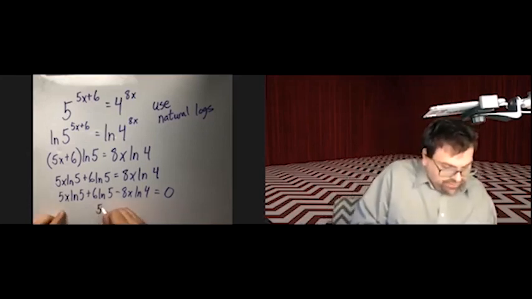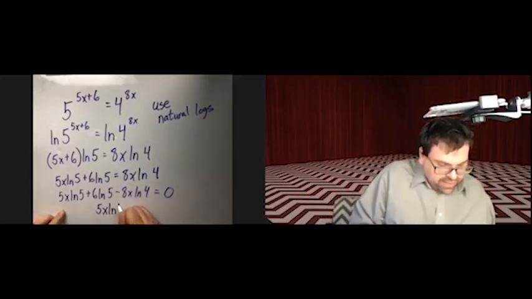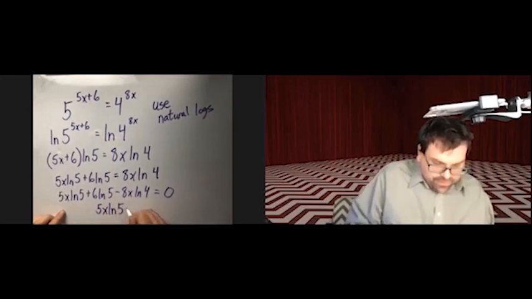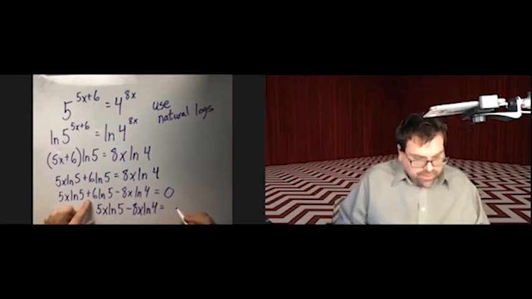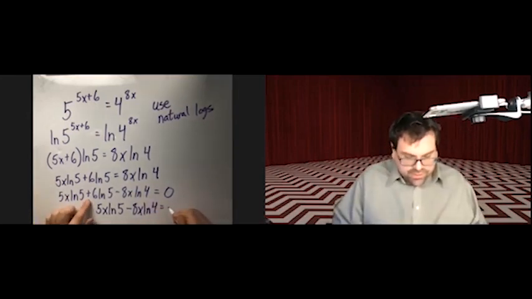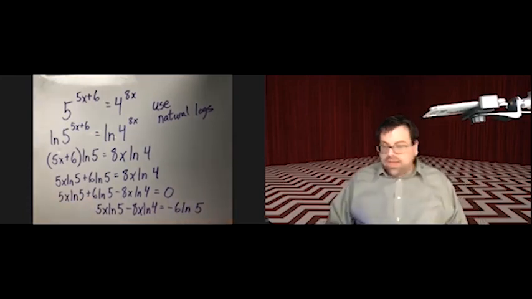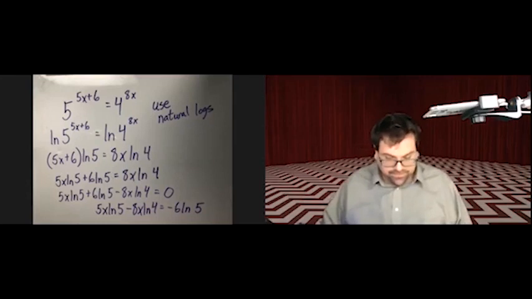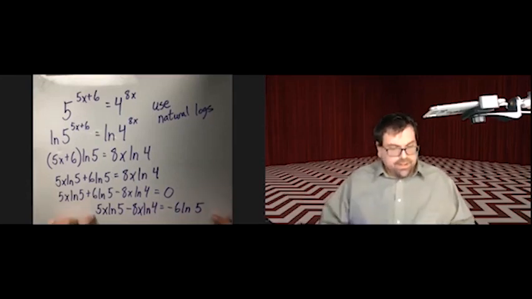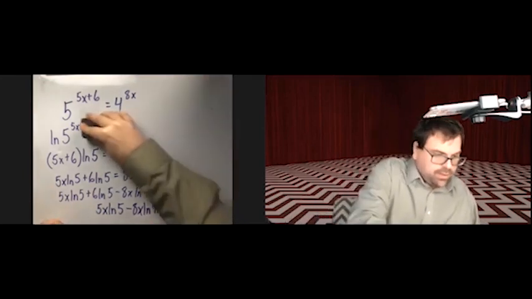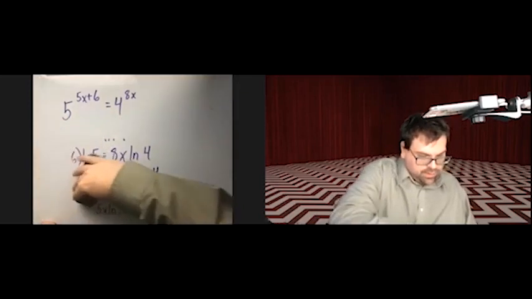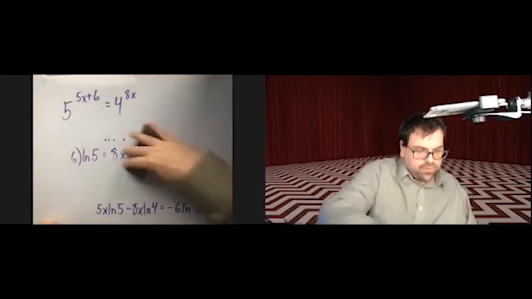But this would leave 5x natural log of 5 minus 8x natural log of 4. Subtracting this over, so this equals negative 6 natural log of 5. Let me move this up. Give myself more room to work.